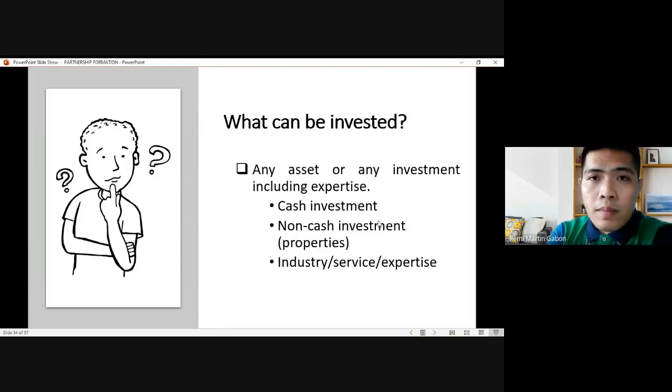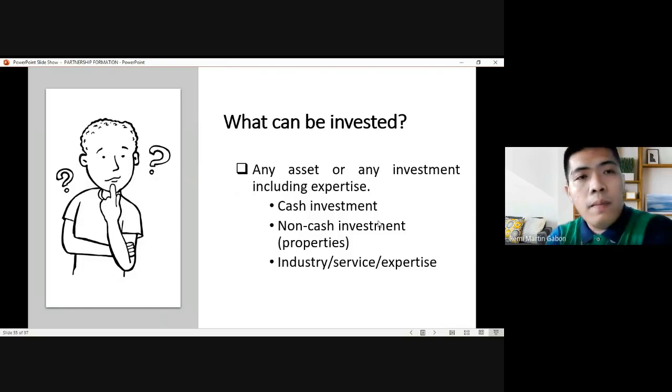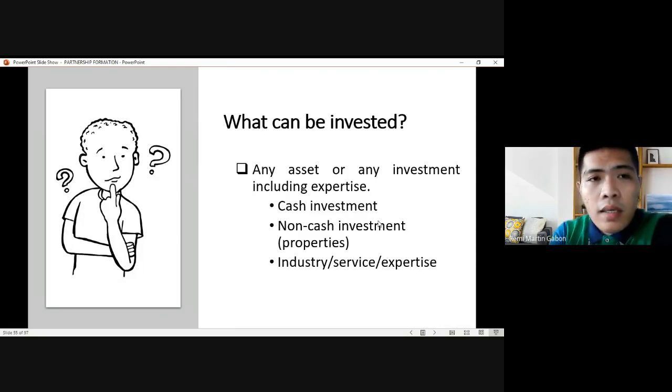Okay? What can be invested? Of course, any asset or any investment, including expertise. So we can have money or the cash investment. Next is non-cash investment. We have the properties. Then if you have hidden talents, don't keep them very hidden so that you can access those talents. You have skills, okay? You can refer to it as your expertise or industry. You can still invest that in the partnership.